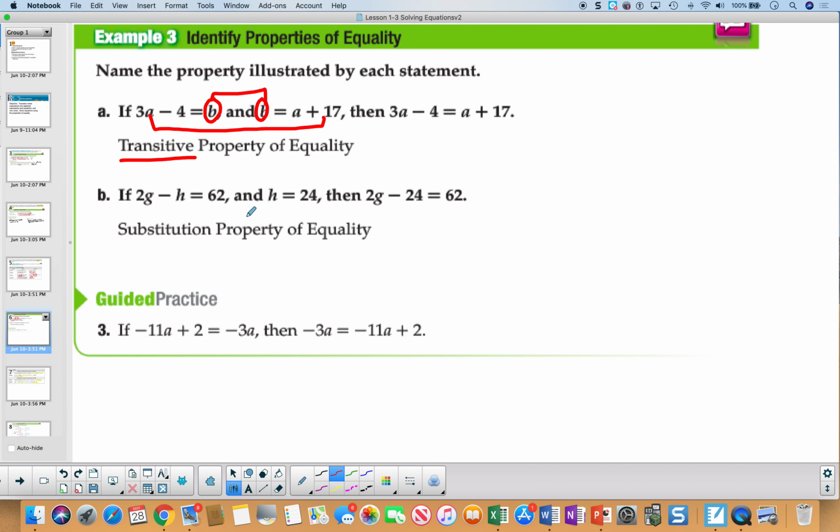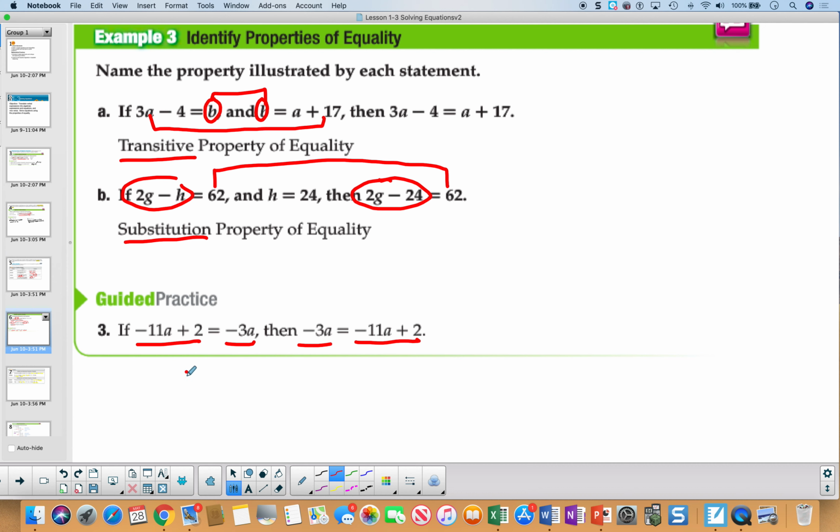Right here, I see that these two are almost the same. And I see that 62 and 62 are the same. The only thing that seems to be different is there is no h anymore, and that's because there's been a substitution here. Now, in this problem, this is in the front and now it's in the back. This is in the back and now it's in the front. This reversing is the commutative property.